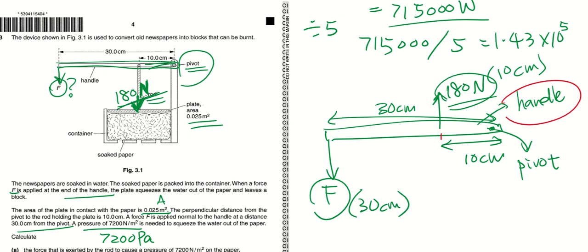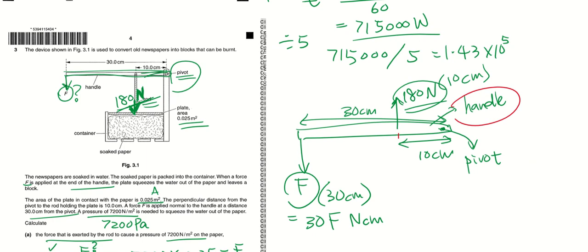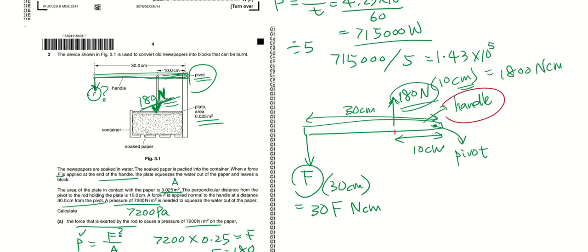So now we multiply them. The moment will be 30 F newton cm. Okay, why don't I change it to meters? Because both sides are using cm. So this will be 1800 newton cm. Okay, and this is going to be a clockwise moment.